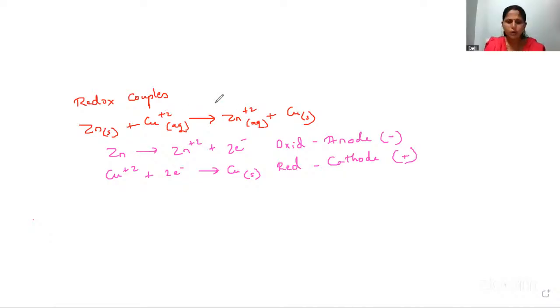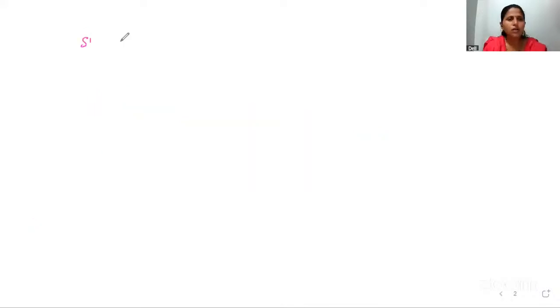Why redox couples? Because they are happening simultaneously, like the reaction. Correct? The second term we are going to talk about is standard electrode potential. Standard electrode potential. This is another important term we are going to speak about.